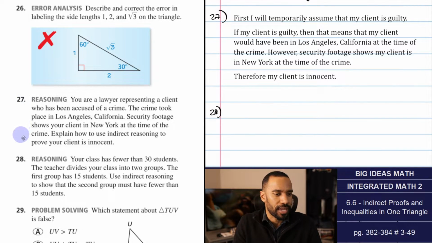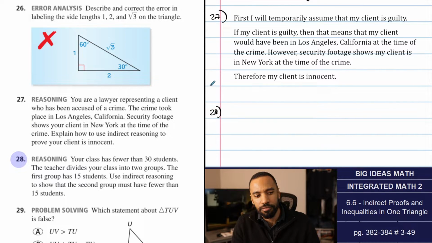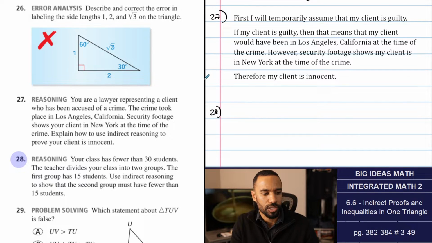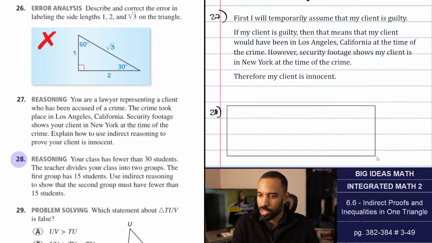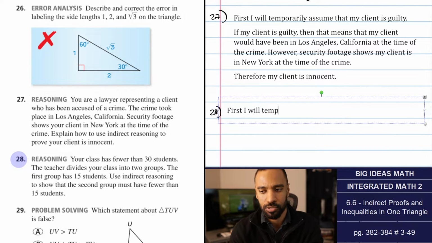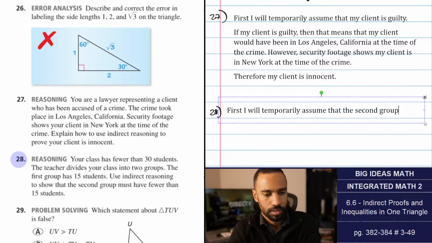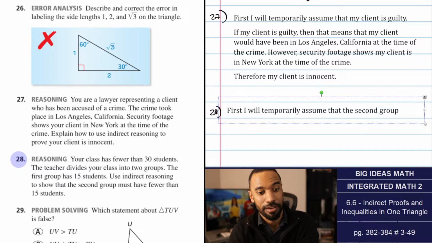All right, number 28. Your class has fewer than 30 students. The teacher divides your class into 2 groups. The first group has 15 students. Use indirect reasoning to show the second group must have fewer than 15 students. So remember, the class doesn't have 30 students. It has fewer than 30 students. So let's, and I don't know if we say this like first I will, but I'm going to keep saying that. First I will temporarily assume that the second group must not have fewer than 15 students.